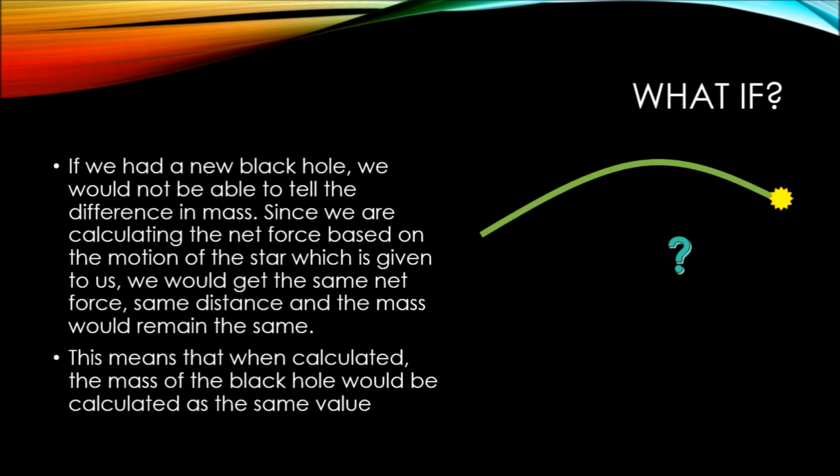What if we had a new black hole? Would we be able to tell that there was a difference in the mass? Since we are only basing the net force acting on the star on its motion and its momentum, we would get the same net force, same distance, and the mass would remain the same, meaning that when we use Newton's law of gravitation to calculate the mass, we would come out with the same value. And thus our program with the given files will only calculate one single mass of a black hole of 1.99 times 10 to the 31st kilograms.